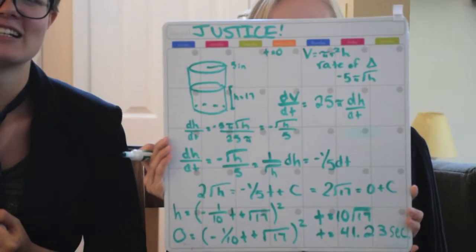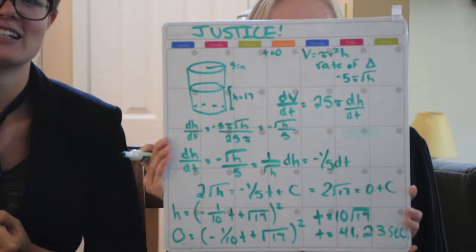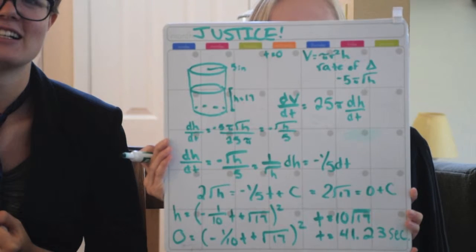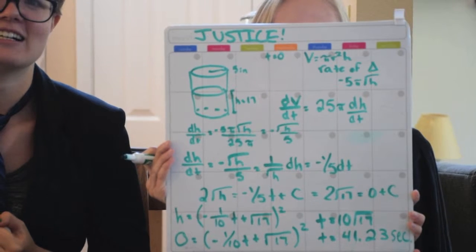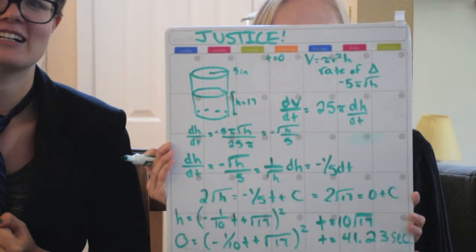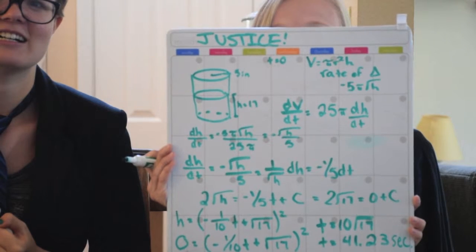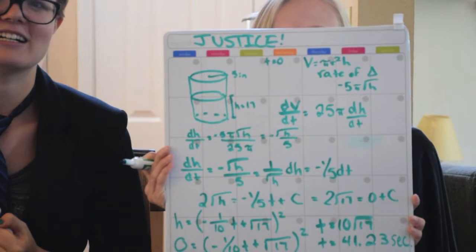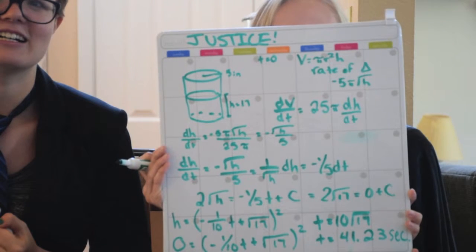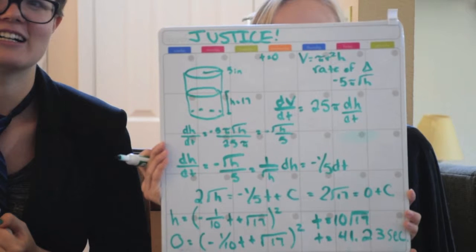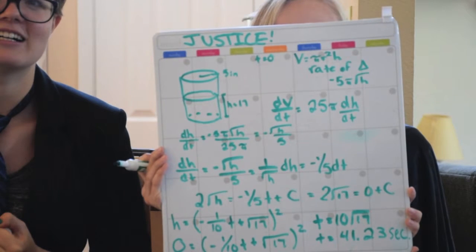We have 41 seconds. But how do you know? Here are the facts. The equation for the volume of a cylinder is V equals pi r squared h. The coffee is draining out of the pot at a rate of -5 pi square root of h inches per second. The radius of the coffee pot is 5 inches, and at time equals 0 seconds, the height of the coffee is 17 inches. Taking the derivative of the volume equation gives us dV/dt equals 25 pi dh/dt.